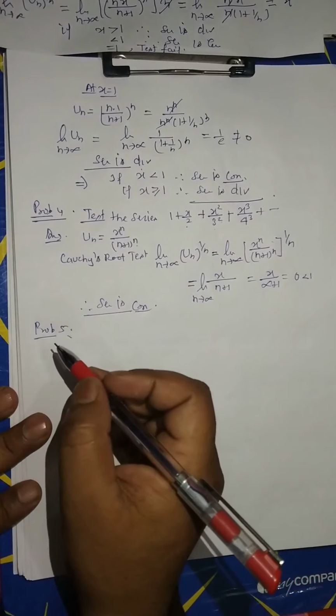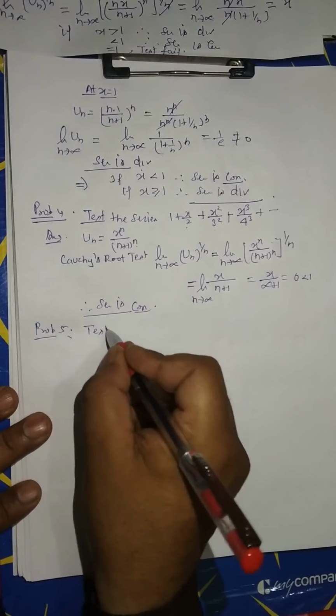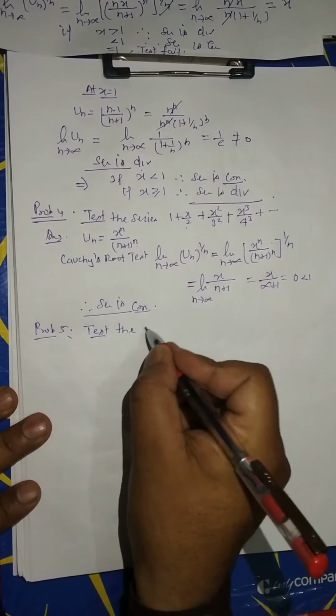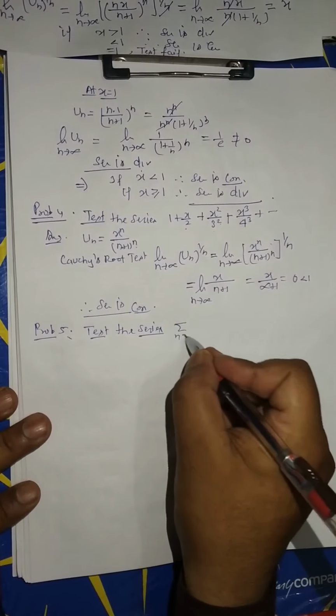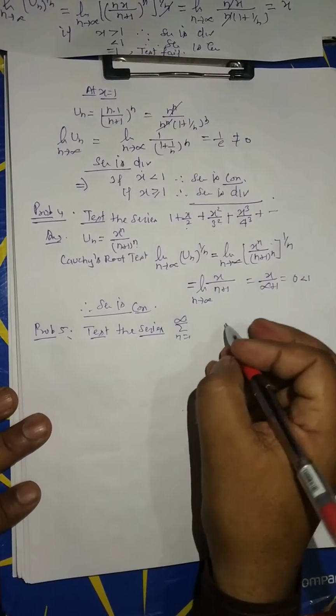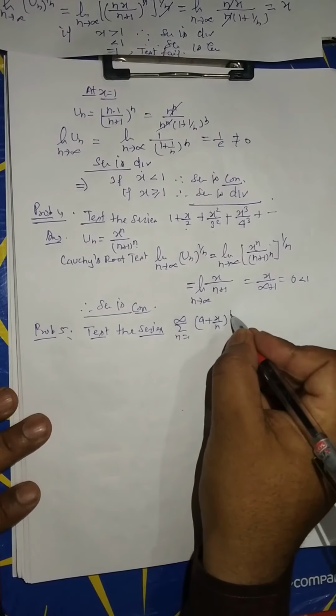Now next problem, problem 5. Test the series summation n equal 1 to infinity of (a + x/n)^n.